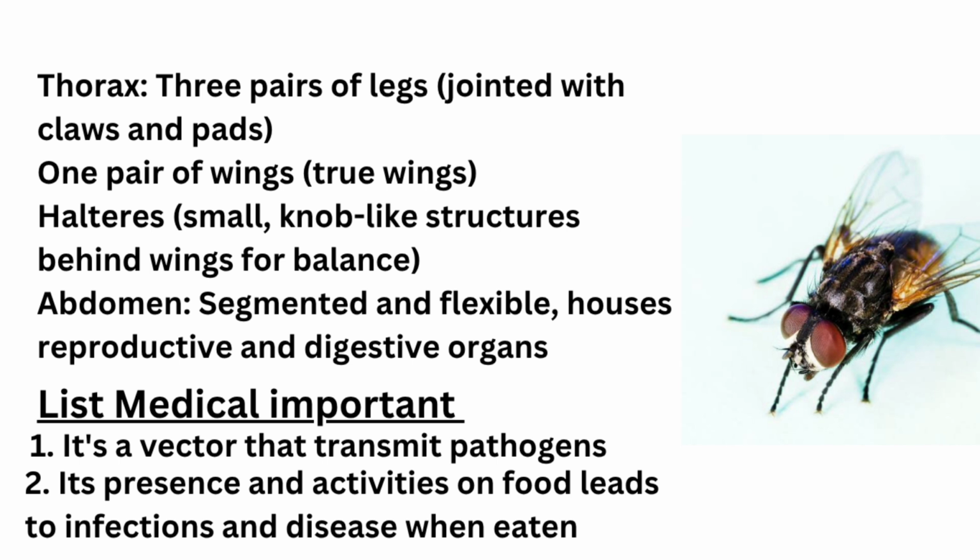There are three pairs of legs, which can also be called jointed appendages, on the thorax. So the thoracic region contains three pairs of legs and one pair of wings, which is a true wing. It also has the halteres, which are small knob-like structures behind the wing, and they help for balancing. All right, so the abdominal region is segmented and flexible, and it also contains the reproductive and digestive organs.